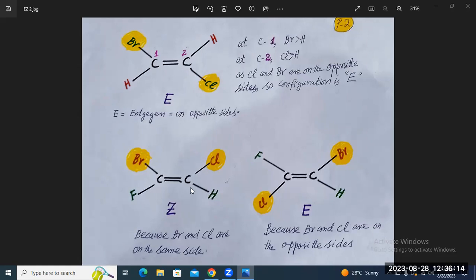Similarly, see here, Cl and Br, they are on the same side. So this is zusammen, represented by Z. Here you can see Br is prior to hydrogen, Cl having more atomic number than fluorine, but on this carbon, Cl is opposite to the Br on this carbon. So this configuration is assigned as E.